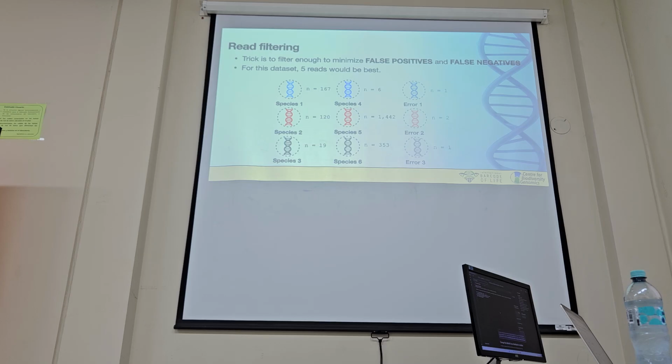So what you want to do is minimize false negatives and false positives. If you include these in there, which might be real species but they're not in the sample, they maybe just come in as contamination, that's a false positive. You find the species when it's not there, okay? So for this data set, and many real data sets, 5 reads would actually give you the right amount, right? It's getting rid of the errors, but it's keeping the real ones. And so the trick is to find the minimum number of reads that allows you to get the best data set without having mistakes.